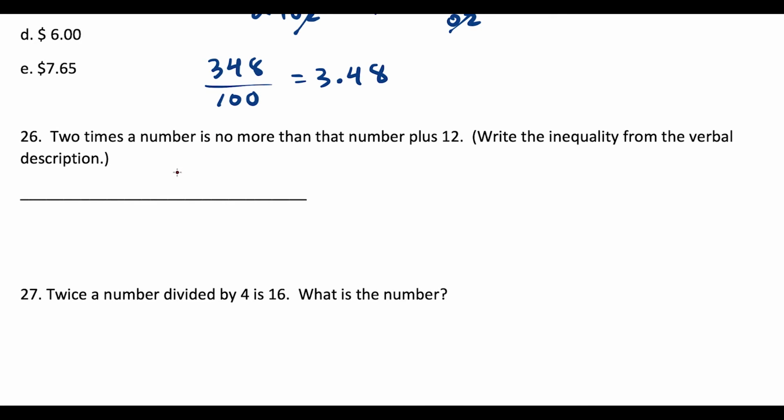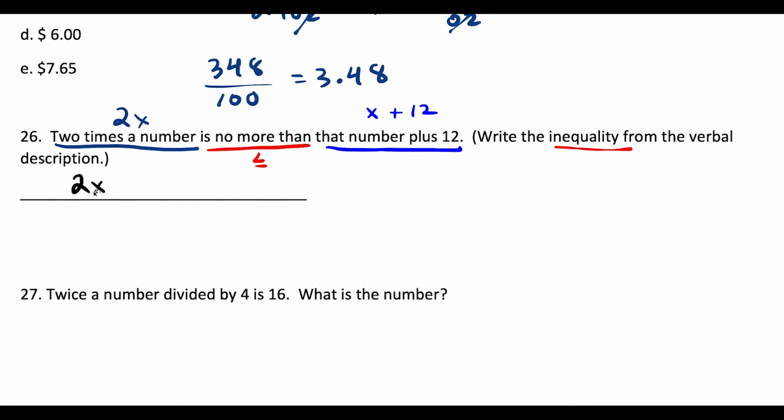Question 26, we're taking the verbal statement and writing it as an inequality. Now the phrase no more than, we're going to translate as less than or equal to. We have 2 times a number. So this part here, 2 times a number, I'm just calling that 2x. Is no more than means that 2x is less than or equal to that number. So that number that they're referring to is x, because that's the mystery number, and then plus 12. So now we just piece all of this together. We have 2x is less than or equal to x plus 12.